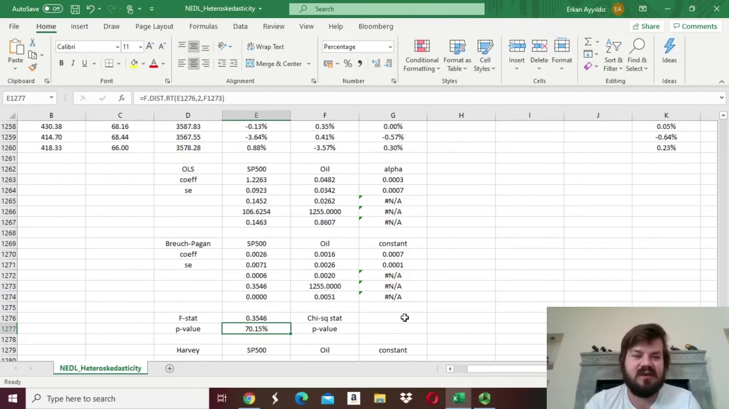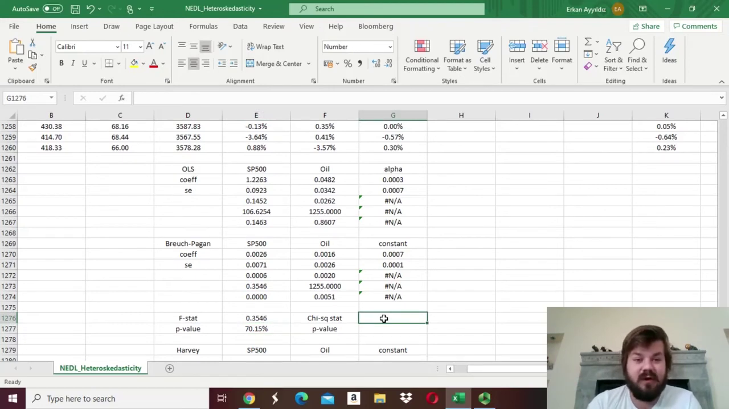So it means that the probability that there is heteroskedasticity in the data, at least in terms of the linear relationship between the variance of the error term and the initial regressors, is 30%. So it means that it's very unlikely that there is indeed heteroskedasticity in our data.